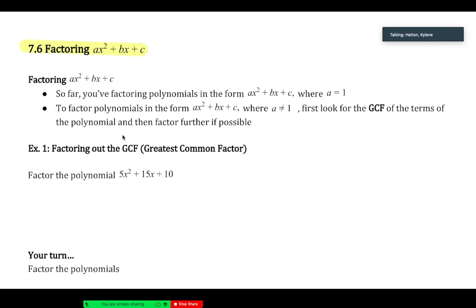We're going to use the same exact methods to factor today, but now we're going to factor polynomials that don't have a equals 1, or have the coefficient of x squared be 1. So if you look at the second bullet point, it says to factor polynomials in the form ax squared plus bx plus c, where a is not equal to 1, first look for the GCF of the terms of the polynomial and then factor further if possible. So you guys just need to write down this second bullet point. And the most important thing from that second bullet point is that we should always look for the GCF first.